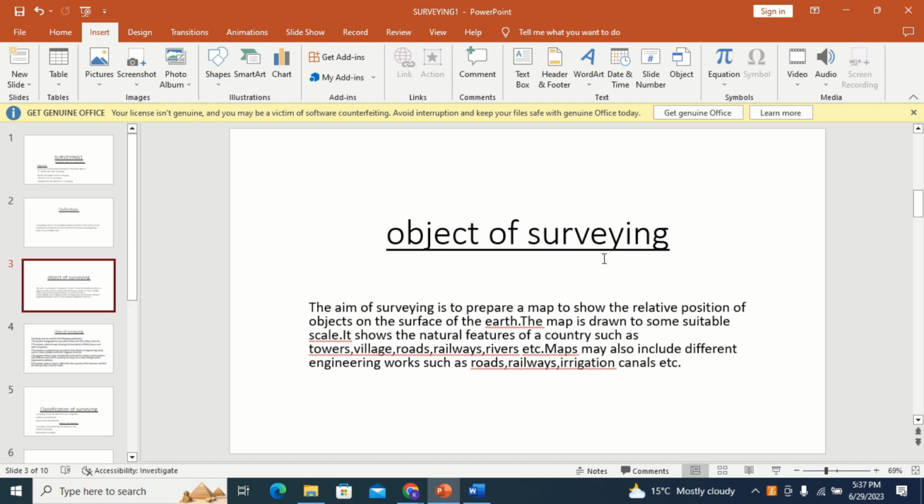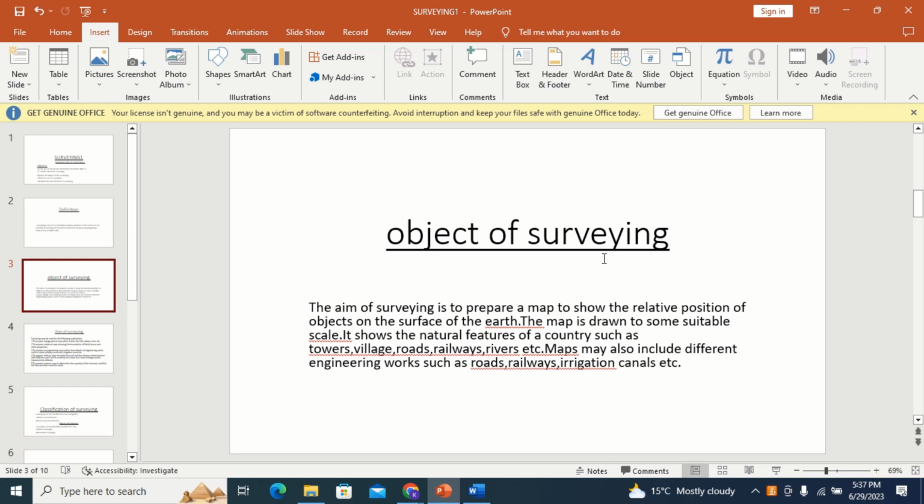Now, to see the object of surveying, the object is the aim of surveying, the purpose of what entails under surveying. The aim of surveying is to prepare a map to show the relative position of objects on the surface of the Earth, and the map is drawn to some suitable scale. As you know, our maps must have some characteristics to make them maps. So a map must have a scale, must have a frame, and must have a title.